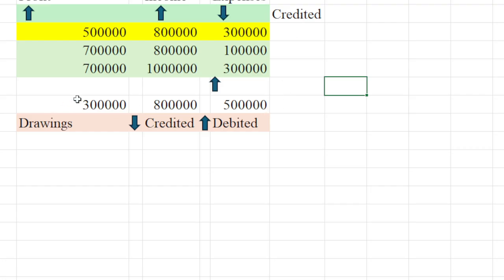Now, the second scenario, when expense increases. Whenever the expenses increase, it will influence the profits to go down. Therefore, the obligation will go down to the same extent. Therefore, we debit the transactions of expenses. This is the influence of increase and decrease in income and expenses on profit.